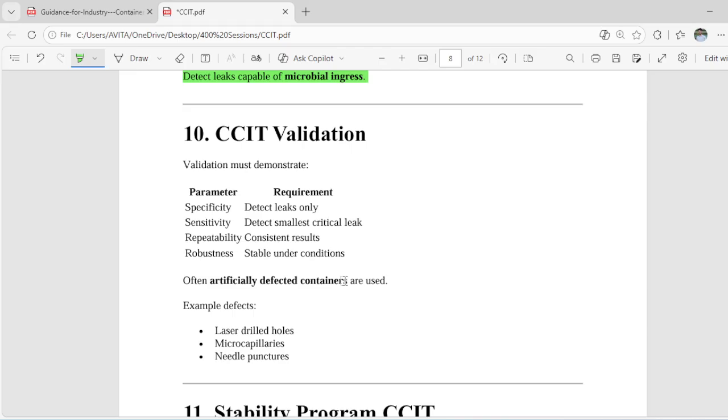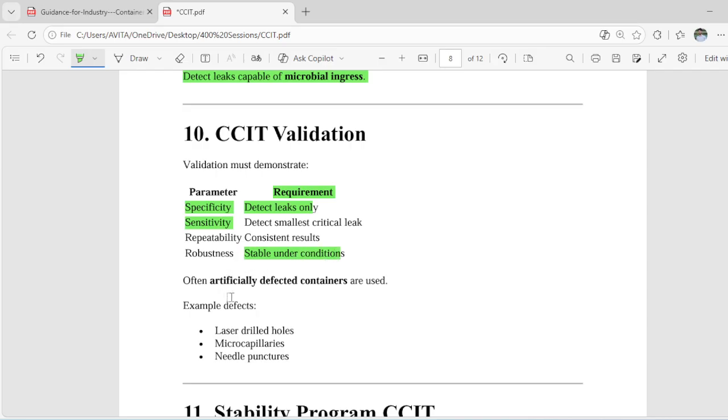Moving on to the CCIT validation, we also have to perform the validation of the container closure integrity test. So which parameters do we have to demonstrate? These are the specificity, sensitivity, reproducibility, and robustness. So it should be able to detect the leaks only. That is specificity. Sensitivity is to detect the smallest critical leak. Reproducibility means consistent results. Robustness means it should be stable under the condition.